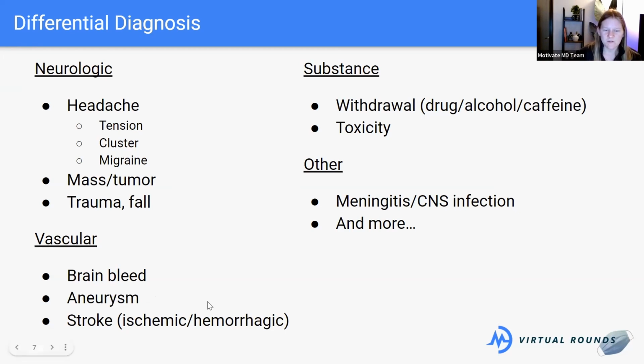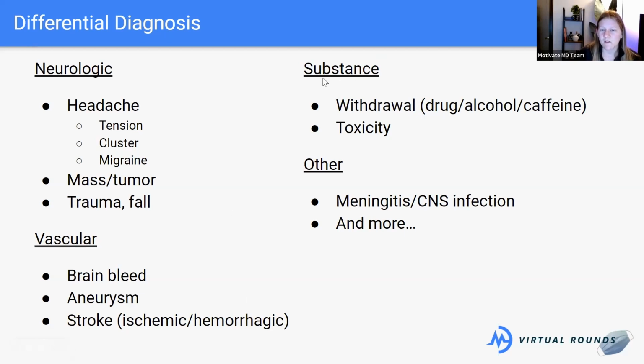And then lastly, usually strokes, which can be either ischemic, which is where you have a blood clot or a blockage in the blood vessel where you're losing blood supply to that area of the brain, or hemorrhagic, where you have bleeding into the brain itself. Strokes typically, especially ischemic strokes, don't tend to present with headaches, but it's not out of the question.